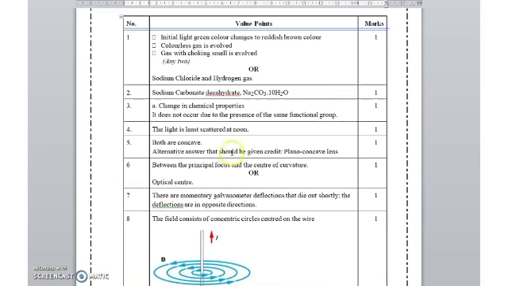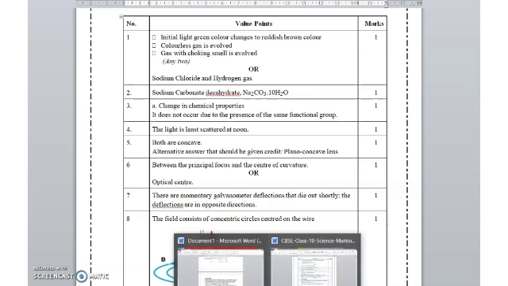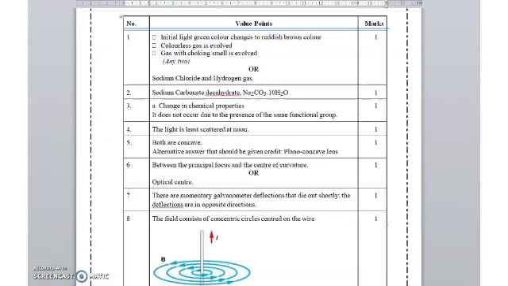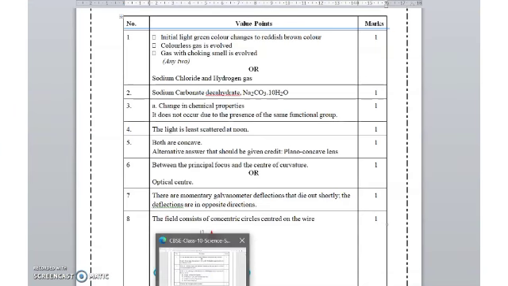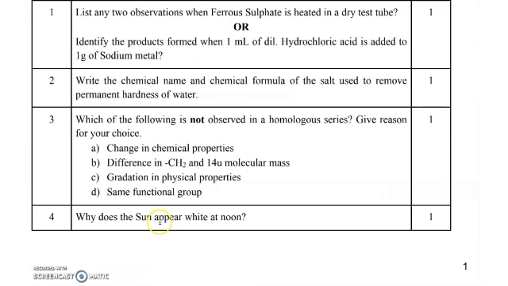Why? Because change in chemical properties does not occur due to the presence of the same functional group. If compounds have the same functional group, they have the same chemical properties but different physical properties. So the statement of change in chemical properties is false. So you have to select option A and give the reason.